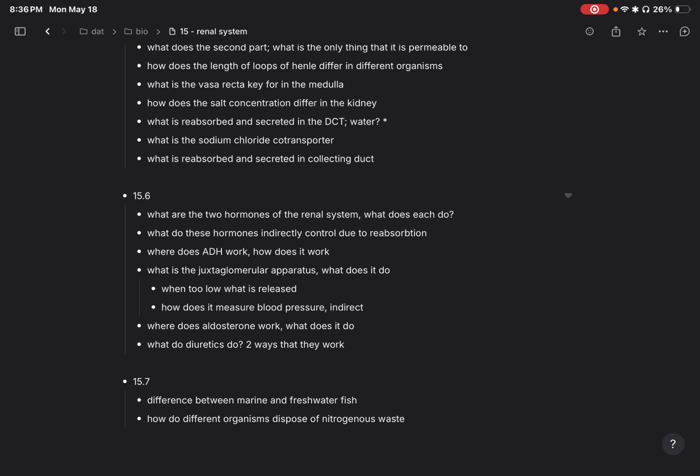What is a sodium chloride co-transporter? It'll allow sodium and chloride to go through, right? Because co-transport uses the movement of one thing to move the other, I guess the concentration gradient. So sodium chloride will go through, and then the water will follow through with it using that co-transporter. So it moves the sodium and chloride back into the blood, and then water will follow.